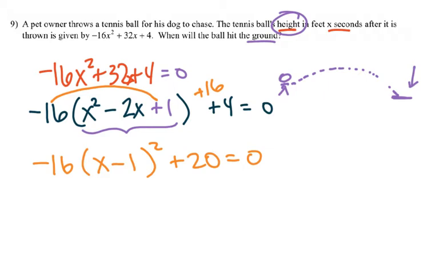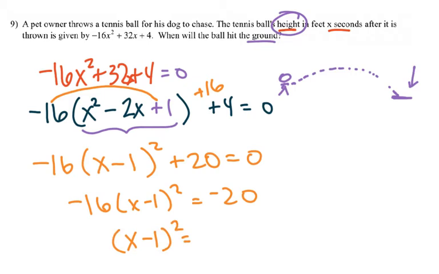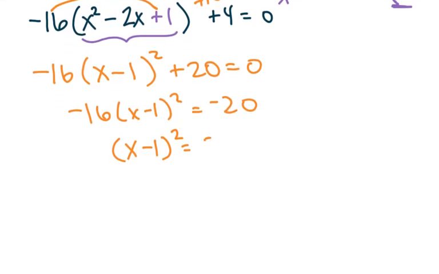Now to solve this, I'm going to have to get the x by itself. So first is going to go the 20. Then I'm going to divide by negative 16. So negative 20 divided by negative 16, I'm going to simplify my fraction. So negative 20 divided by negative 16 is going to be positive, and 4 goes into both of them, so 5/4. So I'm going to have x minus 1 quantity squared equals 5/4.